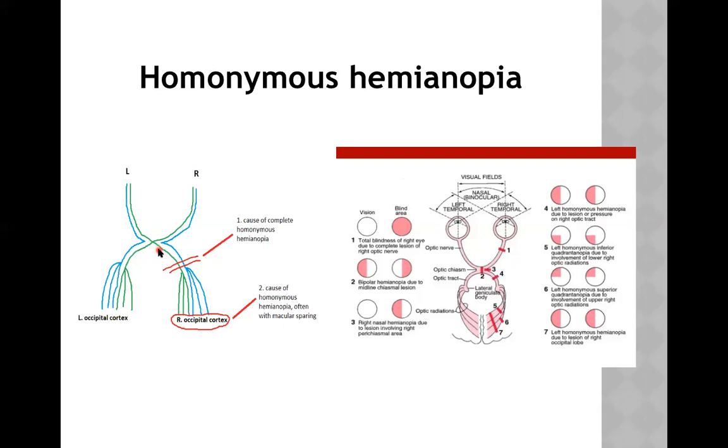Bitemporal hemianopia. Now why bitemporal? Okay, now see here, you have to pay attention a little bit more here. The nasal part of the retina is receiving vision from the temporal field of vision, and the temporal side of the retina is responsible for the nasal field of vision.